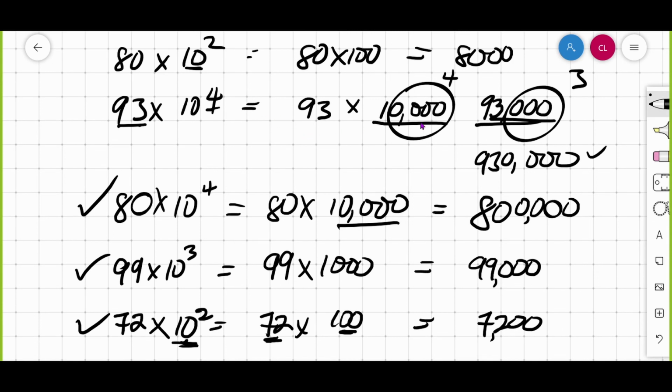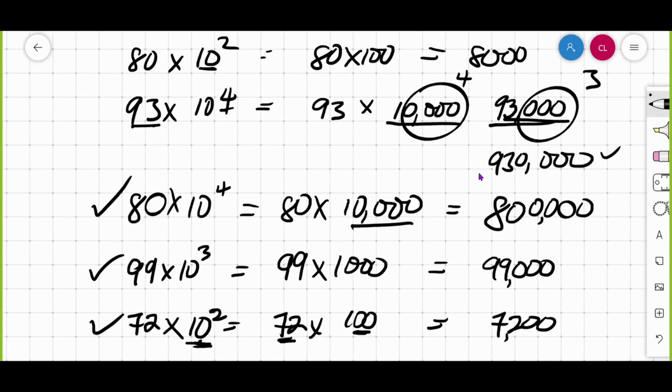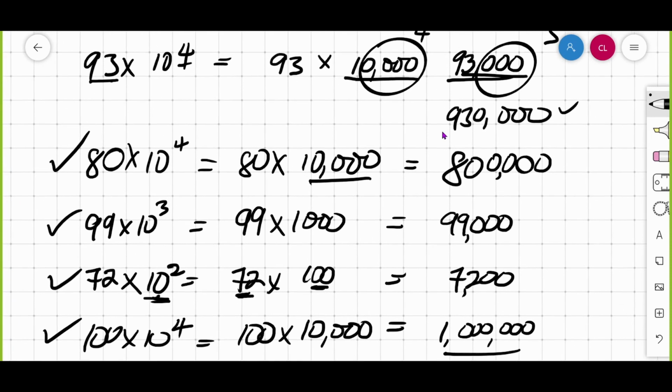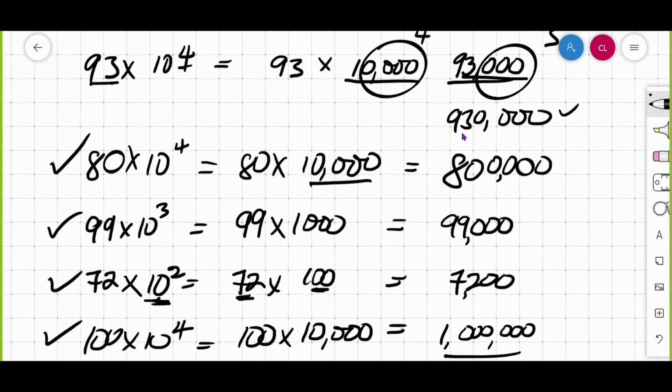93 times 10,000 equals 93,000. No, it wasn't 93,000. Look again. It was supposed to be 930,000. Remember, we have how many zeros here? 1, 2, 3, 4. And in this first response, we had only 3. We had only 3.